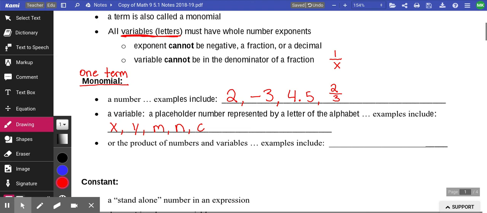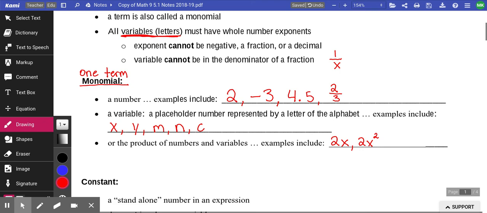Awesome. The monomials that you see the most of are actually products of letters and numbers. So for instance, we see something like 2x. That is still a monomial because it's the product of a number and a variable. And we could even add exponents into that. So for instance, 2x squared would be a monomial. It's still just one thing being multiplied together. 2 times x squared. That's what that means.